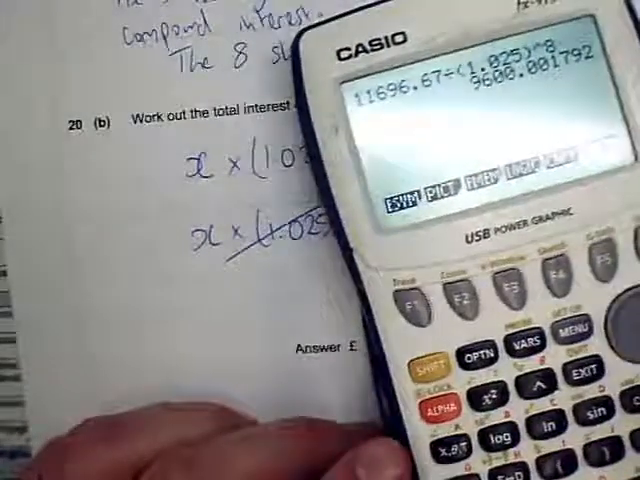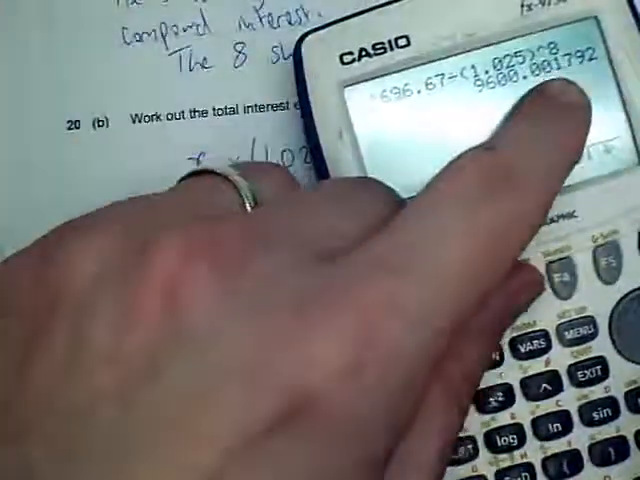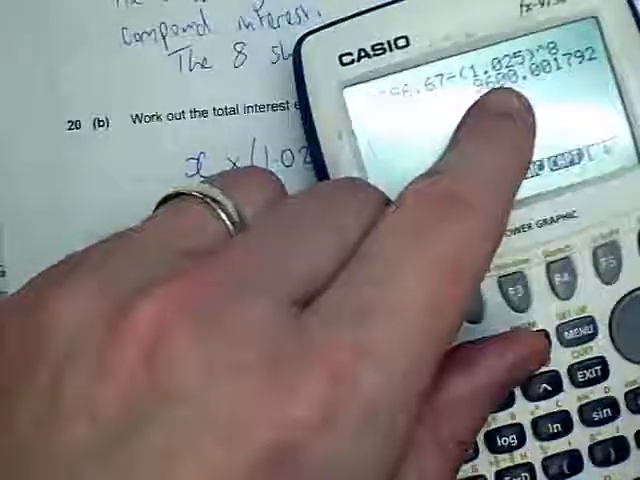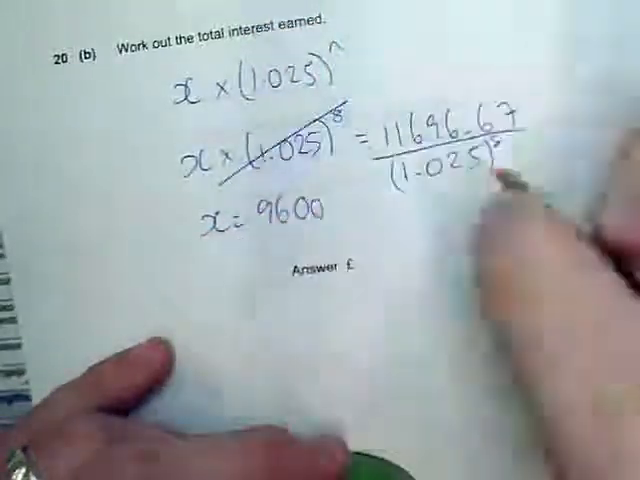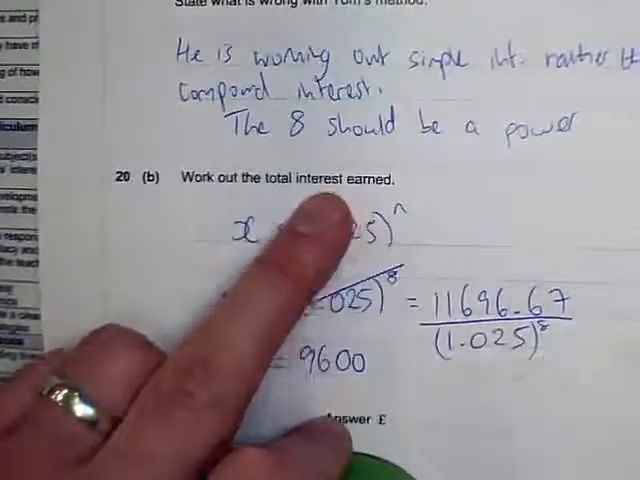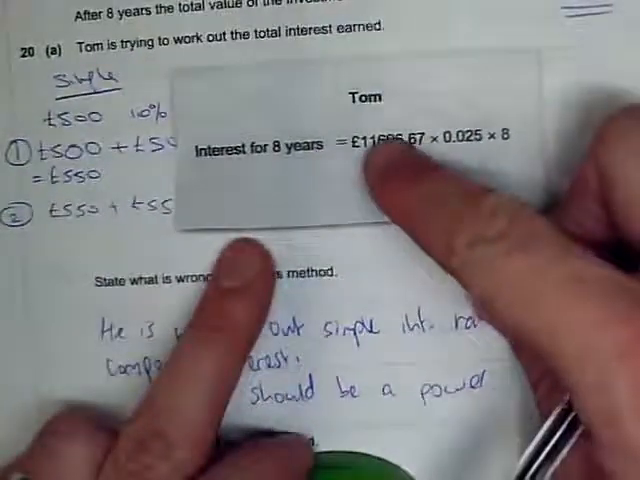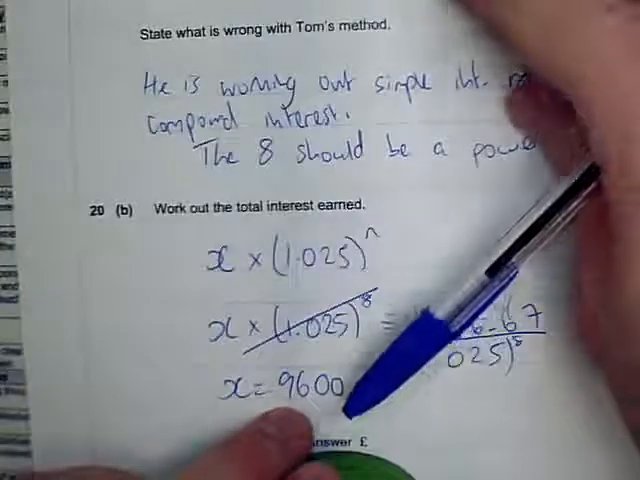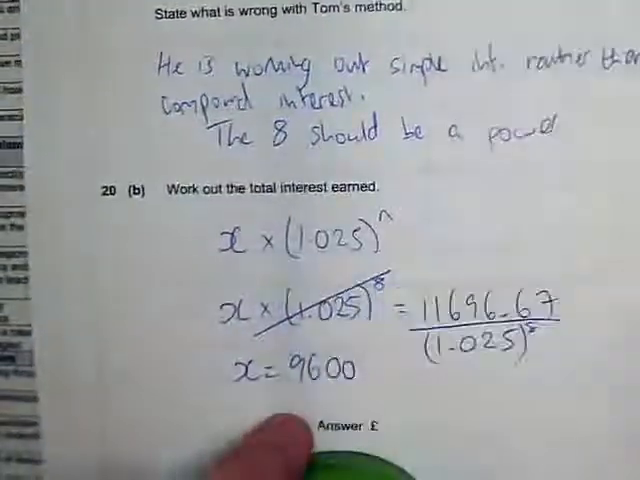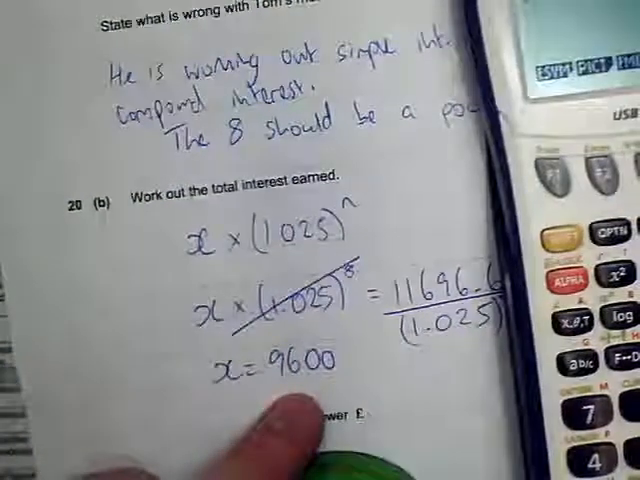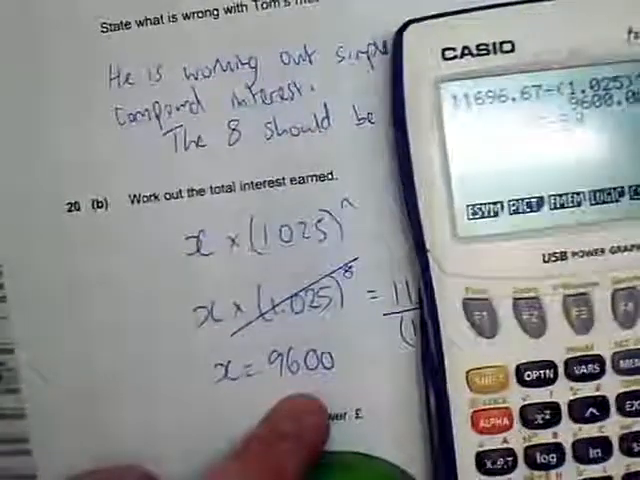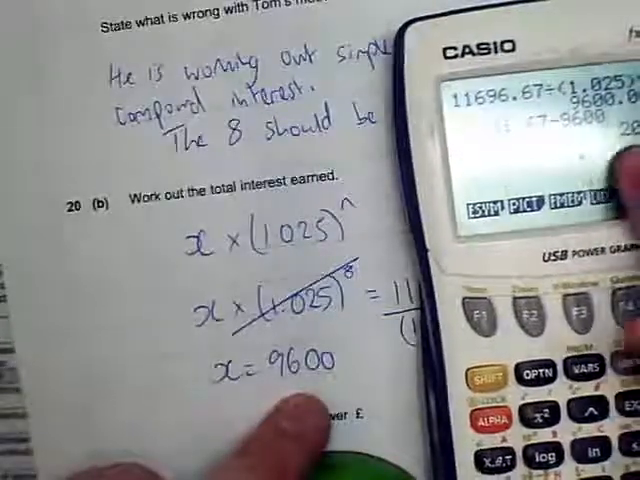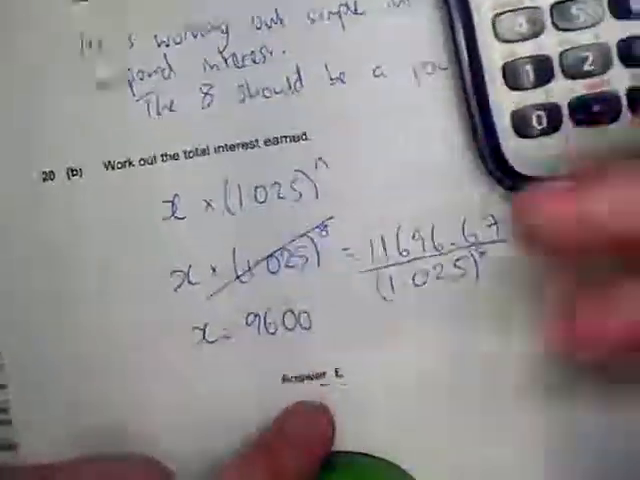That gives me 9,600, and even if we rounded it to 2 decimal places, it's still 9,600.00. So 9,600 is the initial investment. So we want the total interest earned as one last stage. That's how much we've got now. That's how much we had. So if we now subtract those two, 11,696.67 minus that amount, that gives us the interest earned, so 2,096.67.